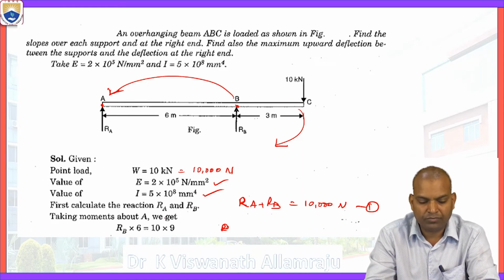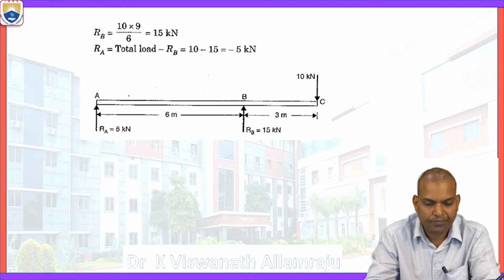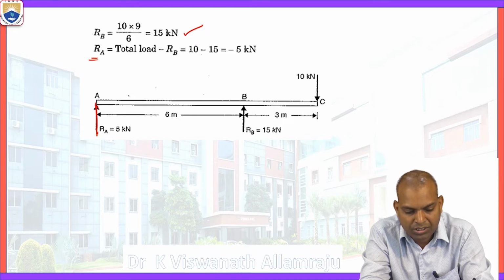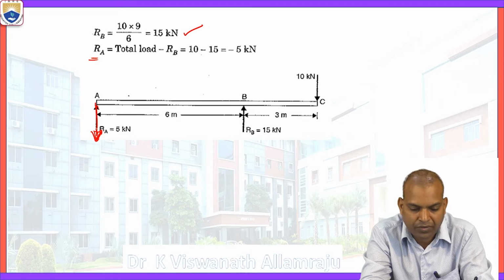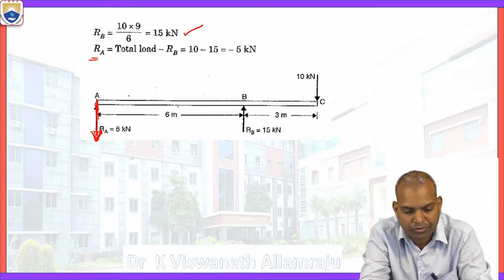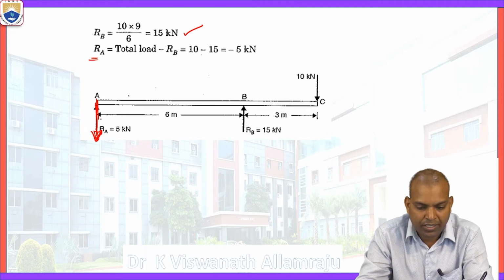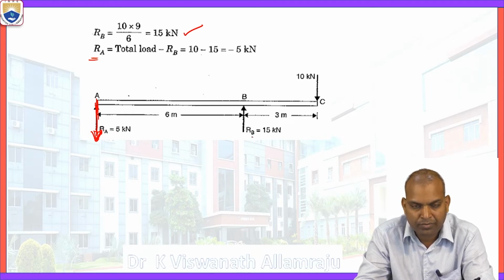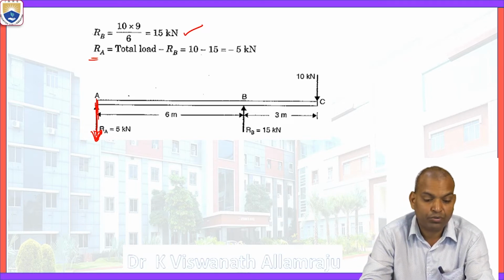So the reaction at B comes out to be 15 kilonewtons, and RA is negative 5 kilonewtons. Negative 5 kilonewtons means the reaction at A is acting downwards instead of upwards. Only one reaction, RB of 15 kilonewtons, is acting upwards. So RA is minus 5 and RB is 15 kilonewtons; that is why 10 plus 5, both downward, gives 15. RB is the main support, acting upwards and supporting both the loads.